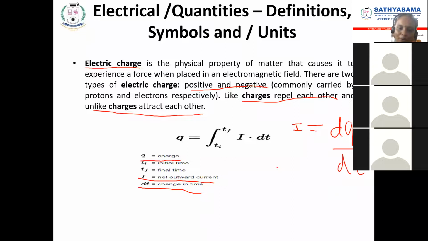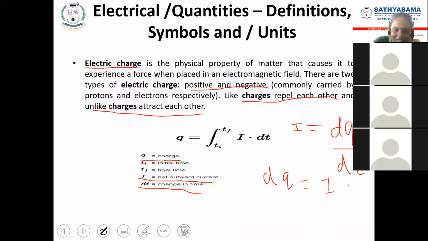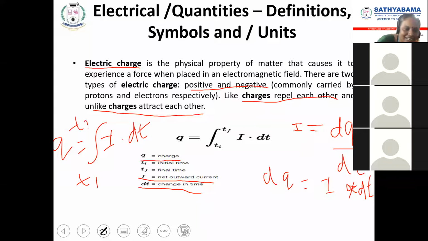So we all know dq means what? I into dt. So if I want to get q, what do we have to do? I have to integrate. So q equal to what? Integral of I dt. That's why they have given initial time t1 and final time t2. I think you have got how we got the expression for q.